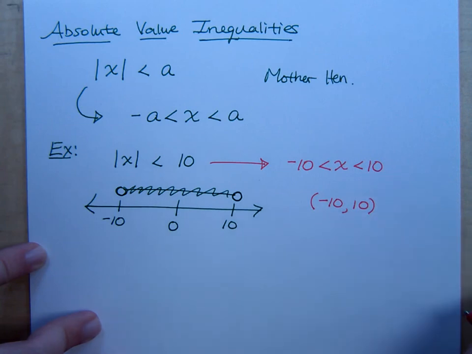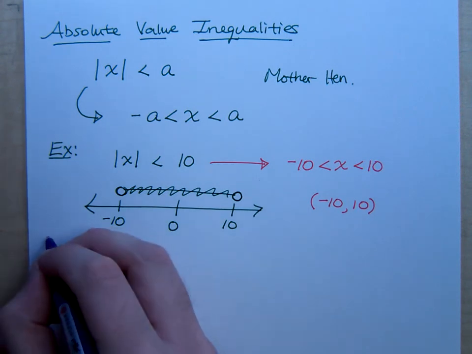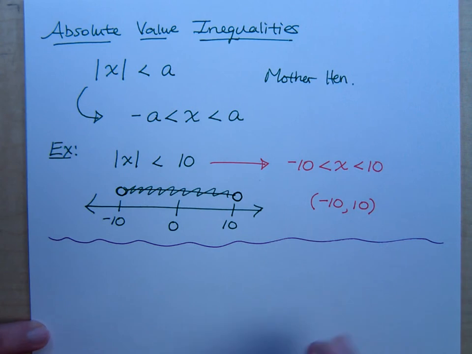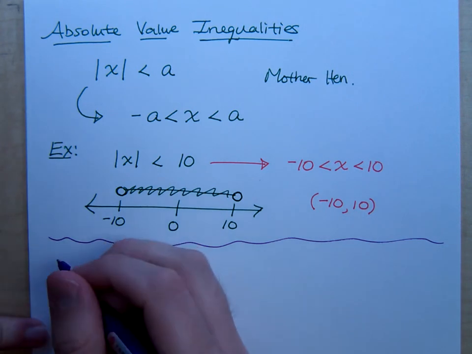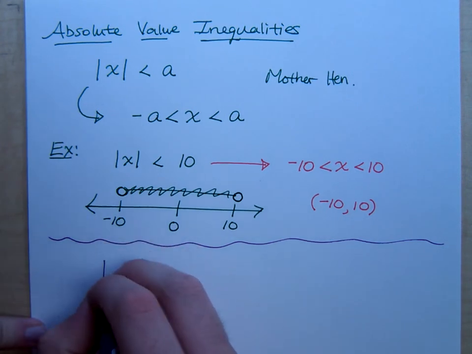It's negative 10 to 10, right? Now, I said there was another type of situation that we run into. Hopefully you guys never run into this. And this is what we call the restraining order.